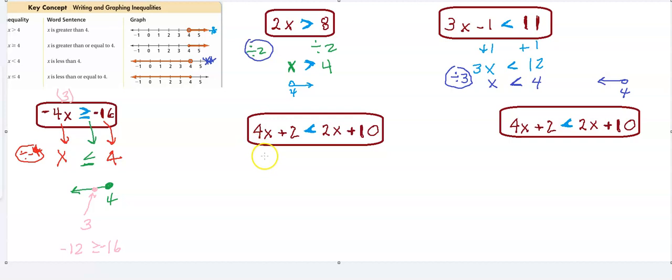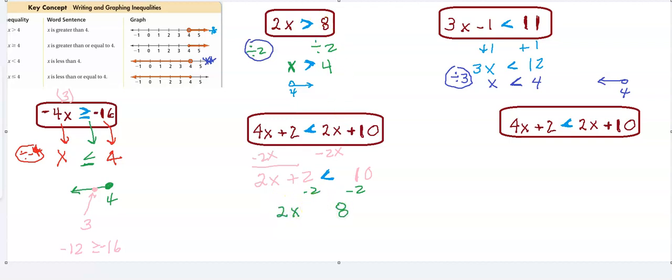Middle problem here. First I need to get all the x's on one side. So I'm going to subtract 2x from both sides. Left side becomes 2x plus 2. Right side is now 10. The goal was to get rid of that 2x. We're adding something to both sides. Even though it's a -2x, we're adding so we don't switch anything. Now we're going to subtract 2 from both sides. Again, subtracting doesn't change anything either.